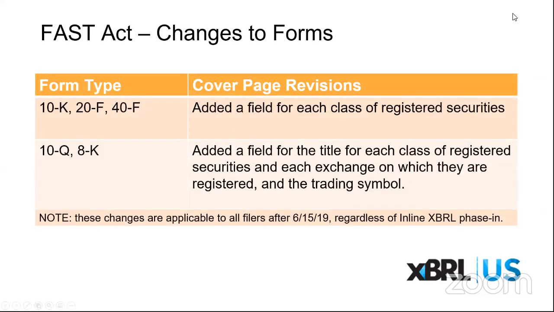So what changes were made to the forms? On the 10-K, the 20-F, and the 40-F, the SEC has now added a field for each class of registered securities. And on forms 10-Q and 8-K, they've added a field for the title of each class of registered securities, each exchange that they're traded on, where they're registered, and the trading symbol.